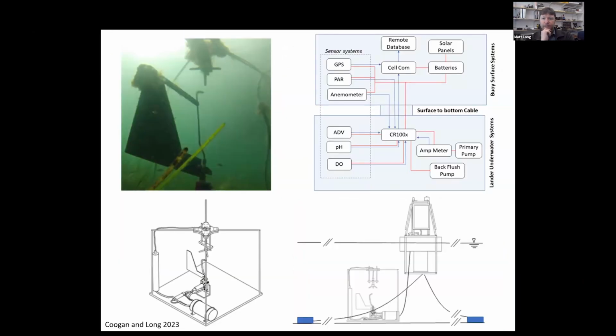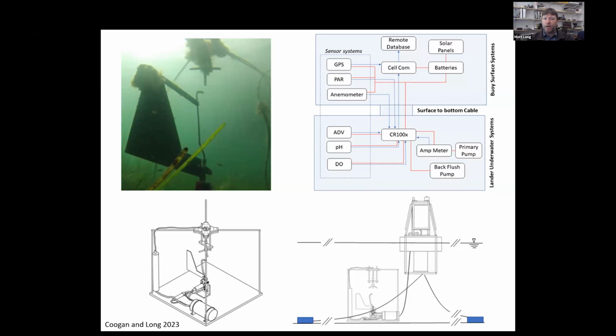So here you can see pictures of the buoy lander system. There's a picture of the lander underwater. You can see we're in very green, sort of high productivity temperate waters. There's a lot of fouling that occurred, which is one of the major challenges we all deal with when we try and put things long-term in the ocean.